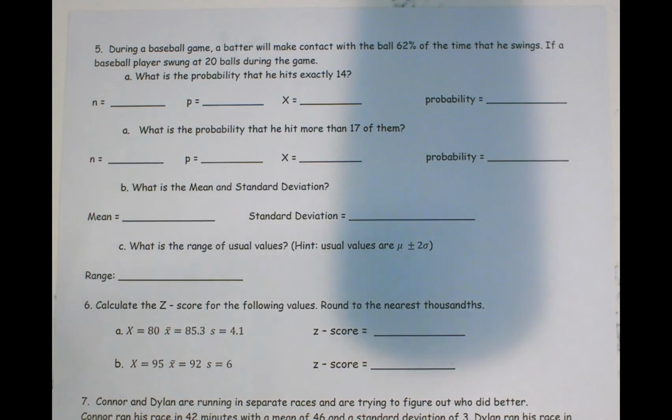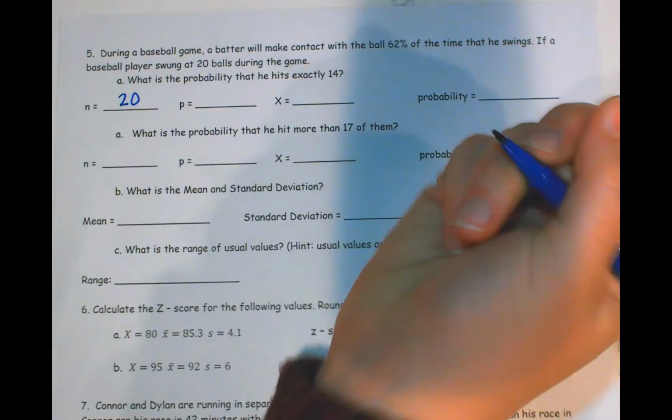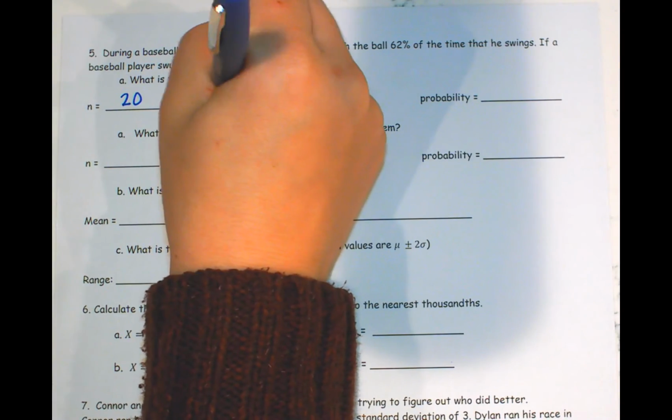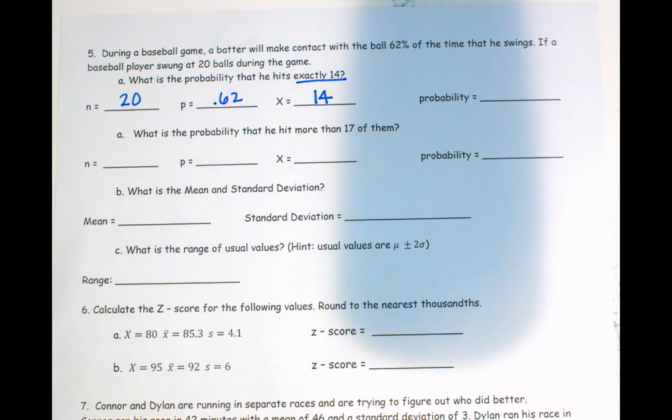So during a baseball game, a batter will make contact with the ball 62% of the time that he swings. If a baseball player swung at 20 balls during the game, what is the probability he hits exactly 14? So the number of trials, he swung 20 times total. Our probability is our 0.62, and then we want exactly 14. So we're going to make x equal 14.